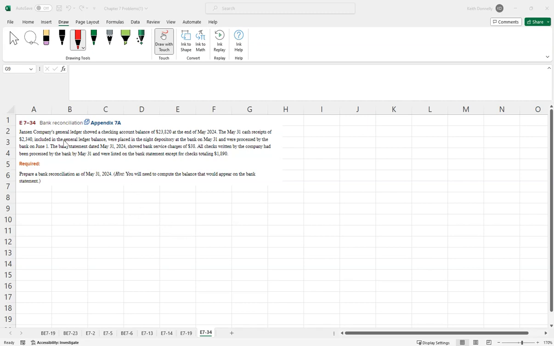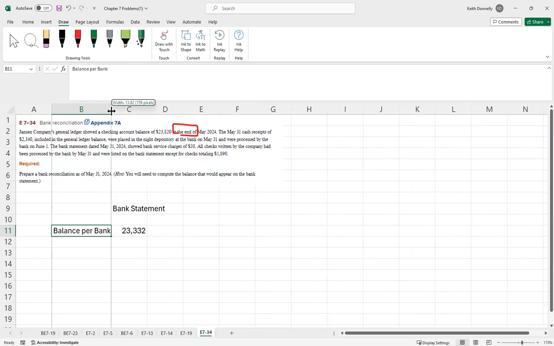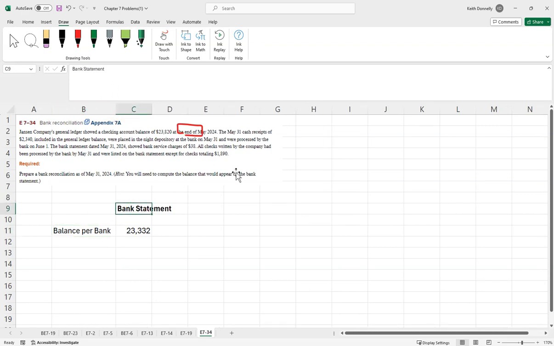Okay, one more here. We have a setup here. It looks like we have a company and their checking account balance is 23,820. It looks like they get a bank statement. They open that thing up. It says, look, your cash balance per the bank, we open it up, you have 23,332. We're going to just call this balance per bank when you open it up. Okay, that's the bank statement.